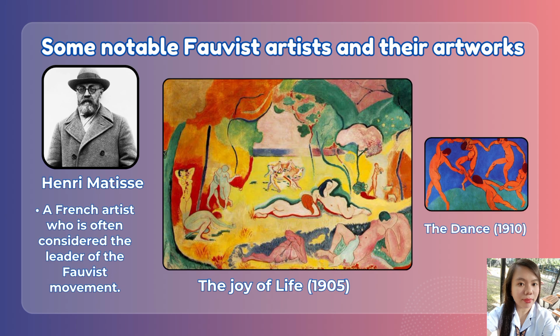It was created in 1910. This artwork is a simplified and intensified version of the dancing figures seen in The Joy of Life. It features five figures holding hands in a circular motion, painted in bold red against a bright blue and green background. The painting conveys movement, energy, and a deep sense of connection, embodying the fullest spirit of using color and form to express emotion.